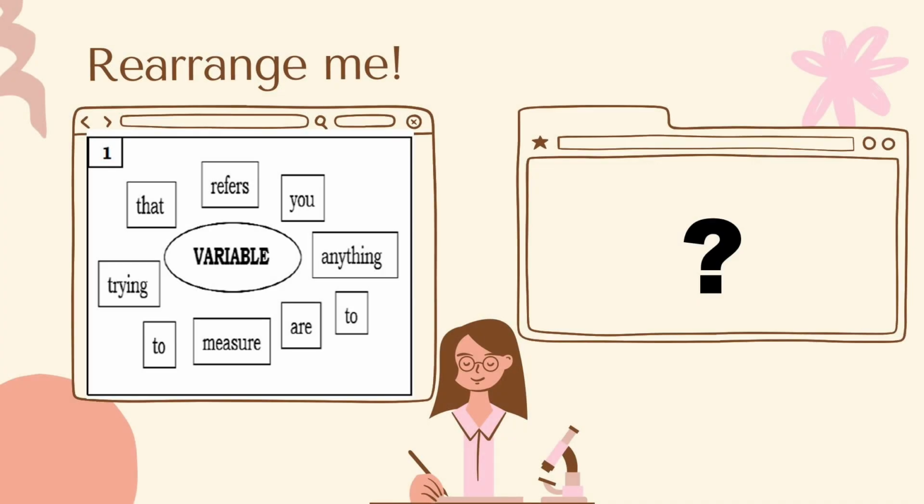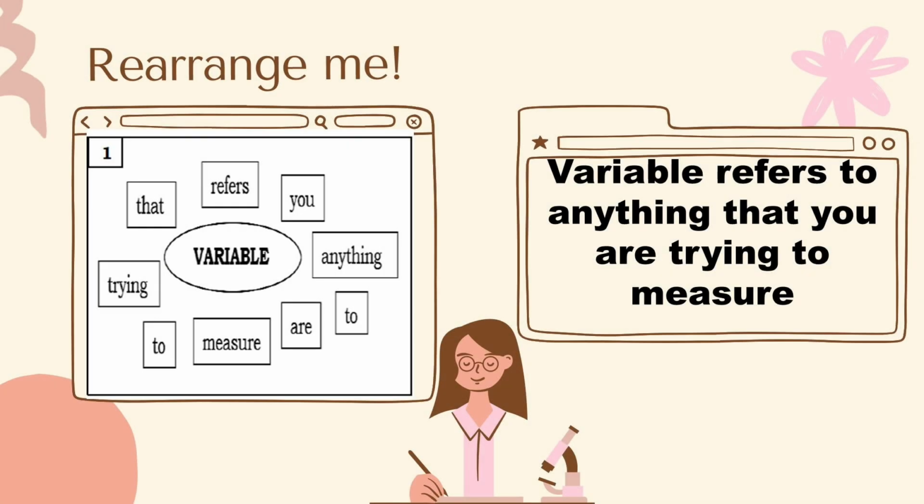And for the next one, we have rearrange me. You will arrange the following words inside the box to form a grammatically correct definition for the term inside the circle. So for the first one, we have the term variable, and we have the words that, refers, you, anything, to, are, measure, to, and trying. The answer is variable refers to anything that you are trying to measure.